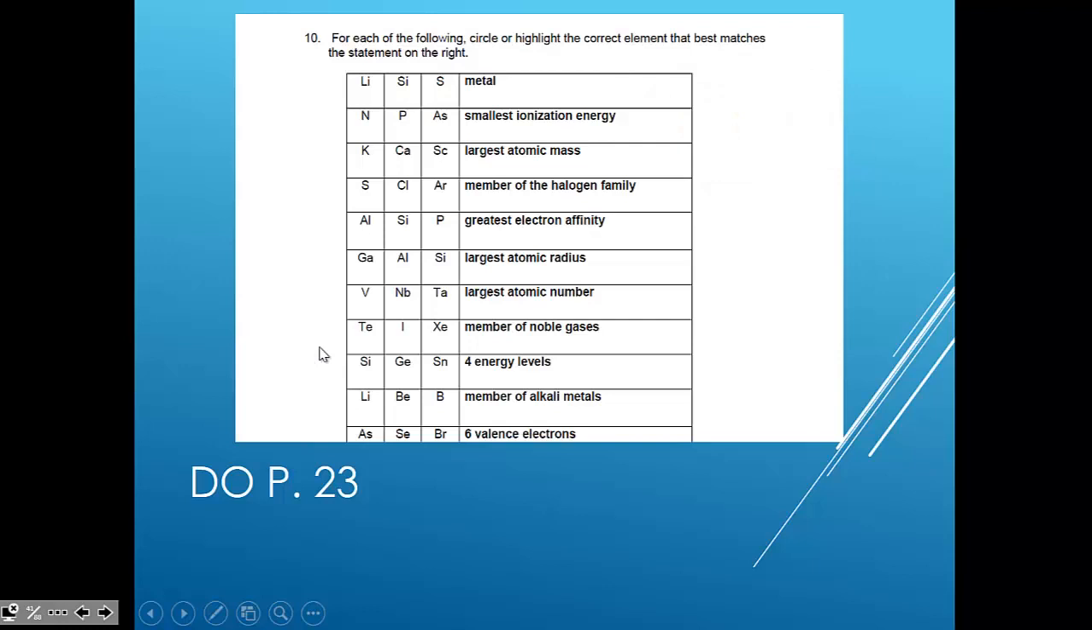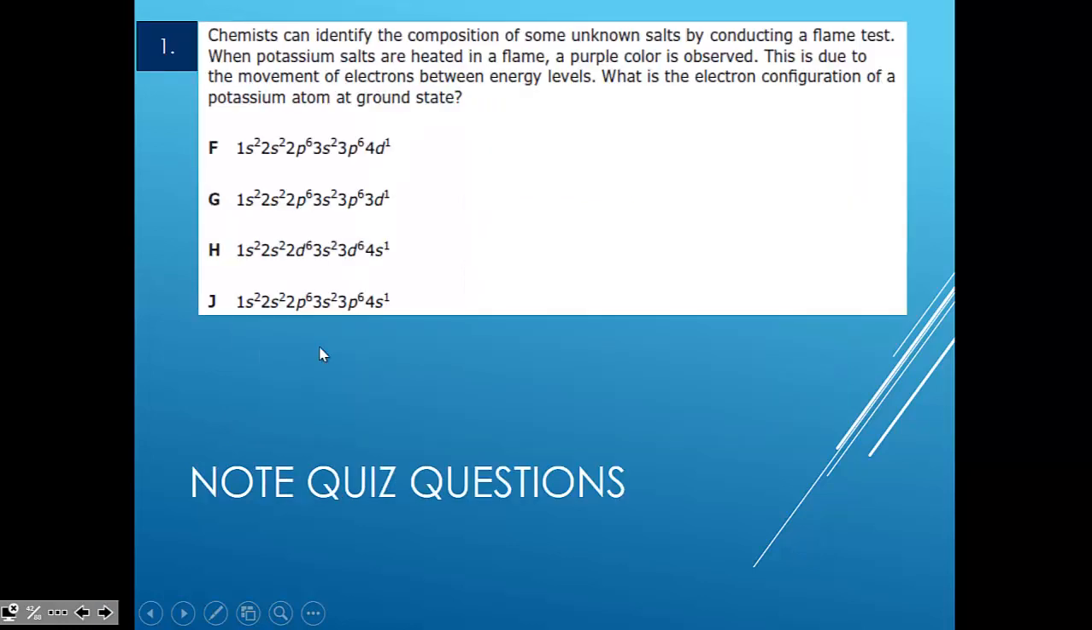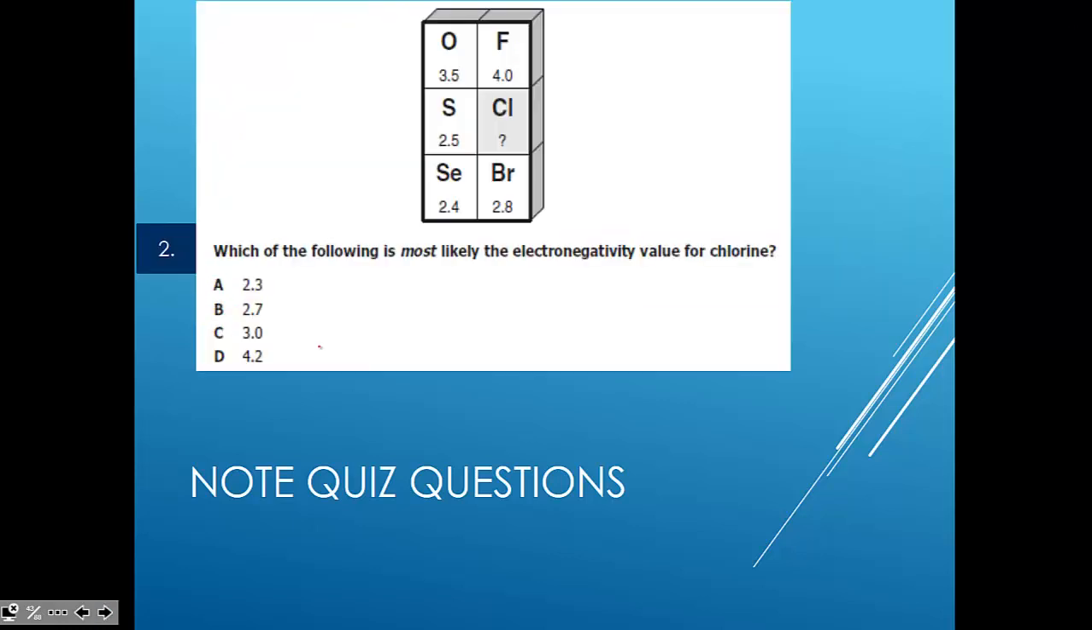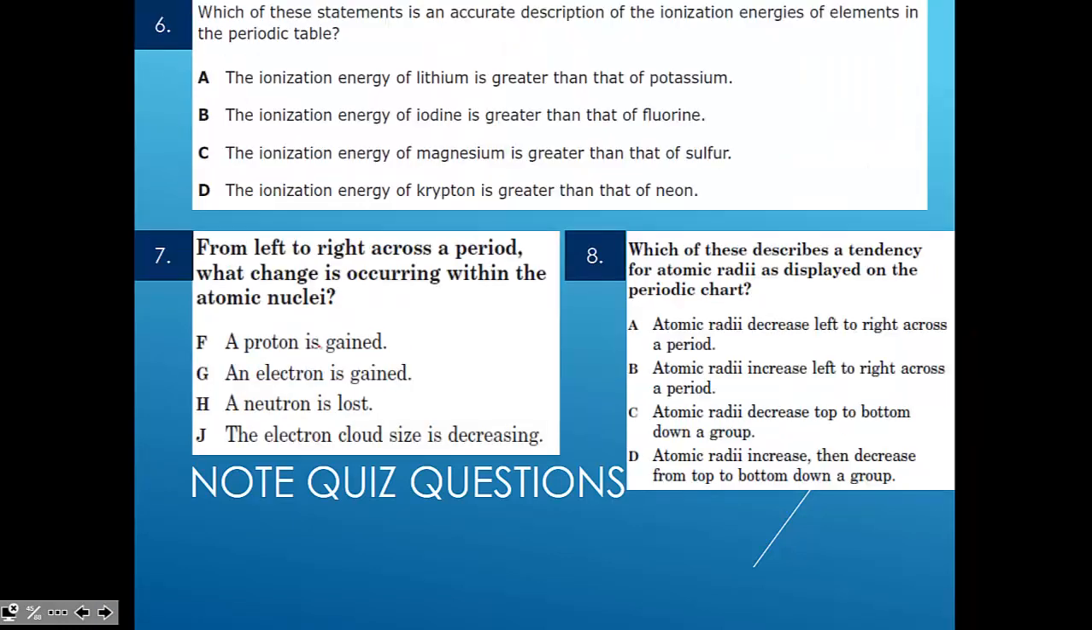And with that, you are able to do page 23 in your packet. If you were in class, I might have given you an additional worksheet that I prefer to this. However, if you're not in class, you can do page 23 for practice. You also can do the note quiz questions that go with 3.3, with the exception of number 1. The answer to number 1 is J. So record J for number 1, but then you will be able to do 2 through 10.